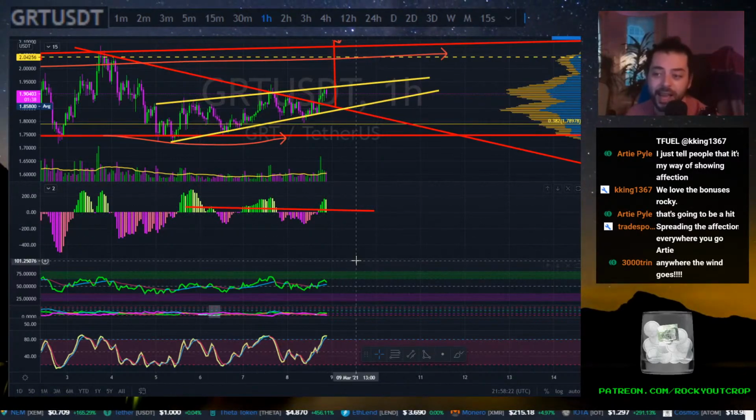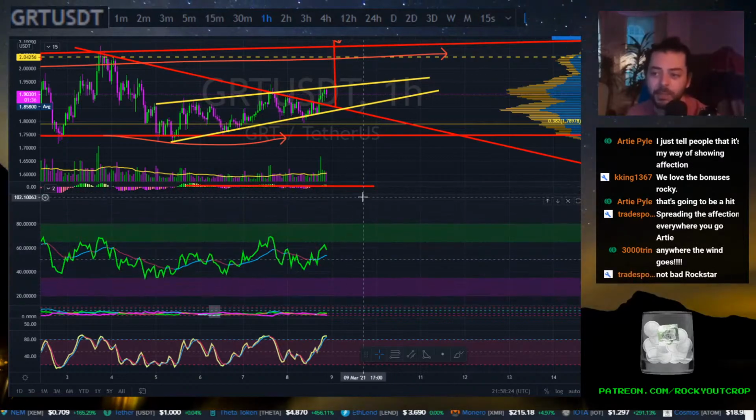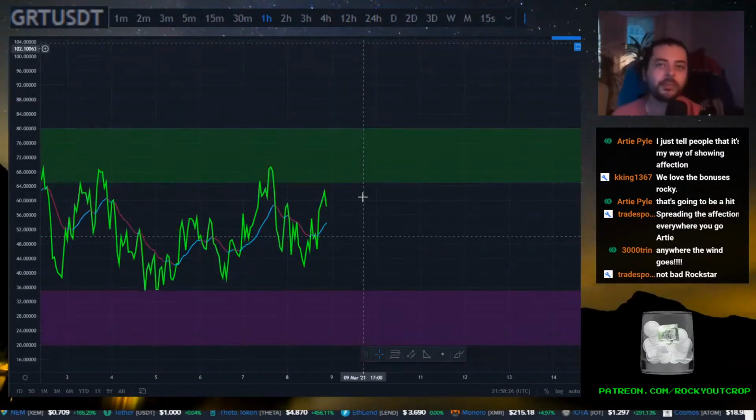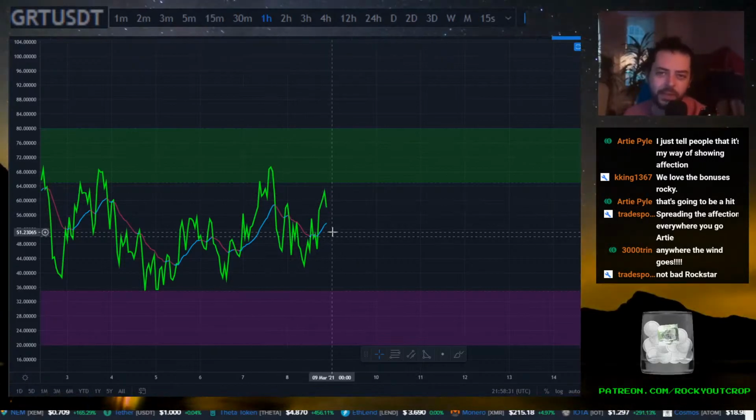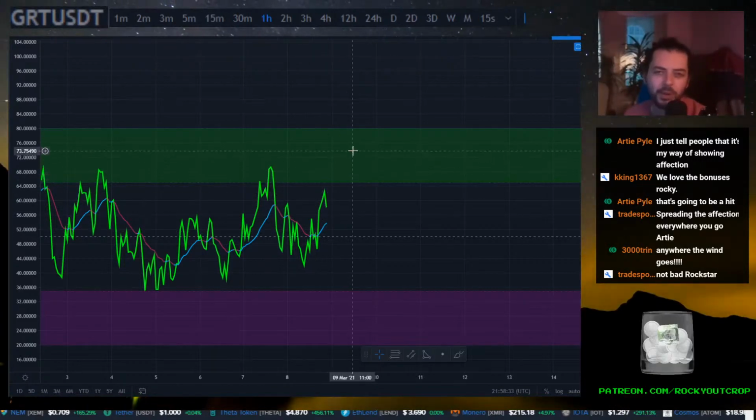RSI. Why do you have this divergence? I know you're above the moving average, but could we not be in the bullish control zone? I want to see overbought prices, but we've not got them. We're kind of flagging.